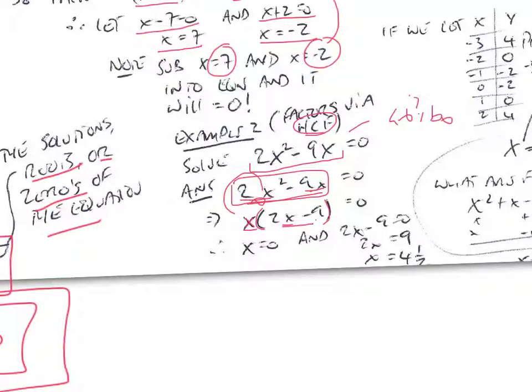So now we let those equal to 0. So x is equal to 0, and 2x minus 9, this factor here, is equal to 0. So therefore, bring that over there, 2x equals 9, x is equal to 4.5.